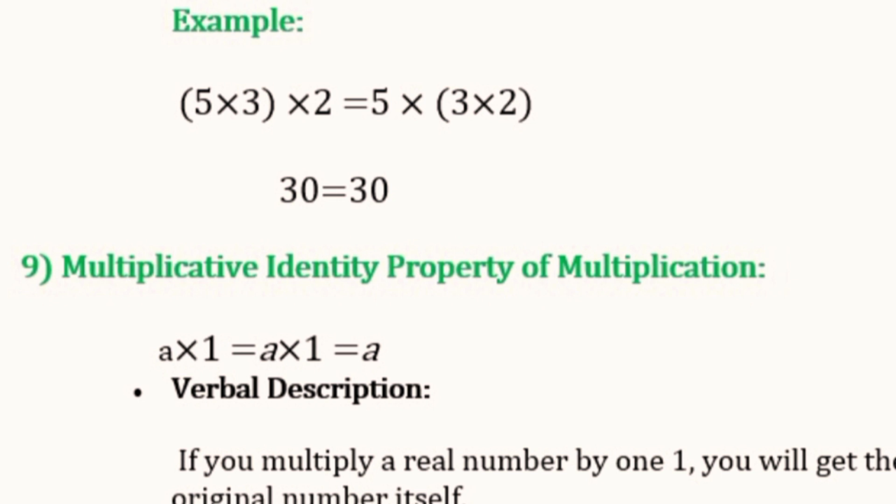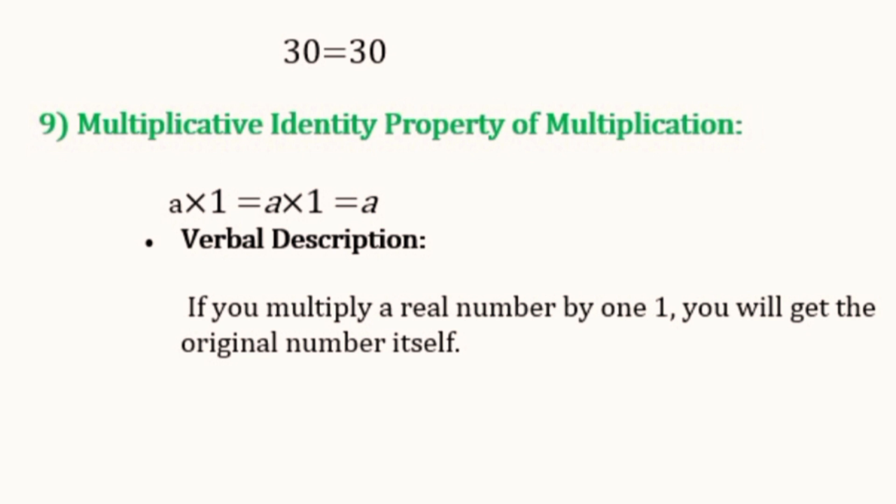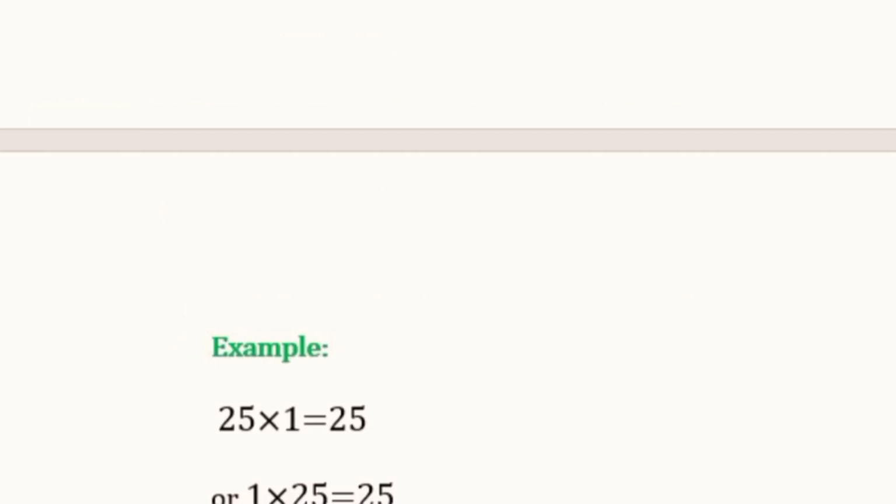Next property is multiplicative identity. As we did additive identity, which was 0, here multiplicative identity is 1. There exists 1 in set of real numbers, such that if we multiply it with any other real number, we get that real number in the answer. That is the definition of identity element, which gives that unique element. Verbal description: if you multiply a real number by 1, you will get the original number itself.